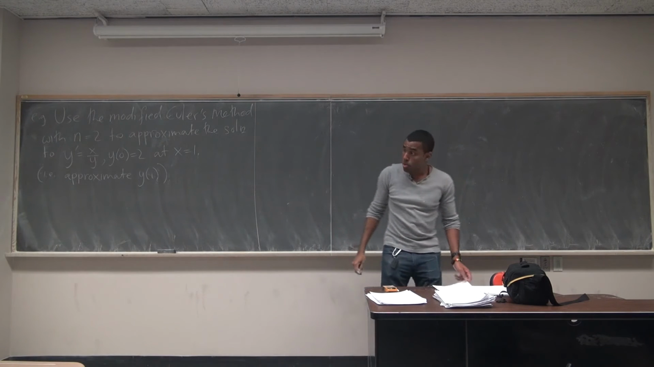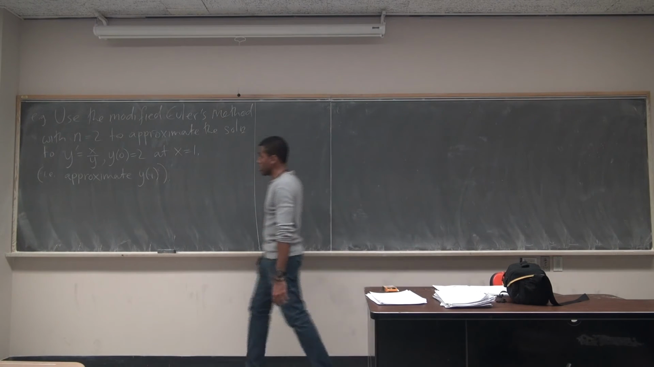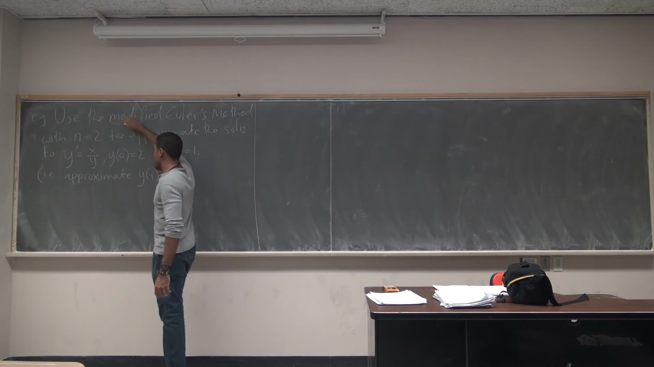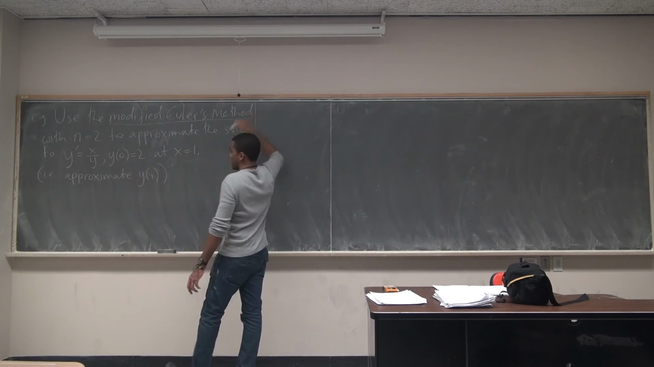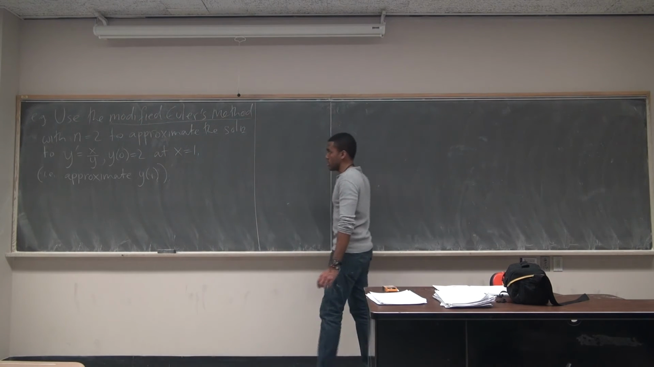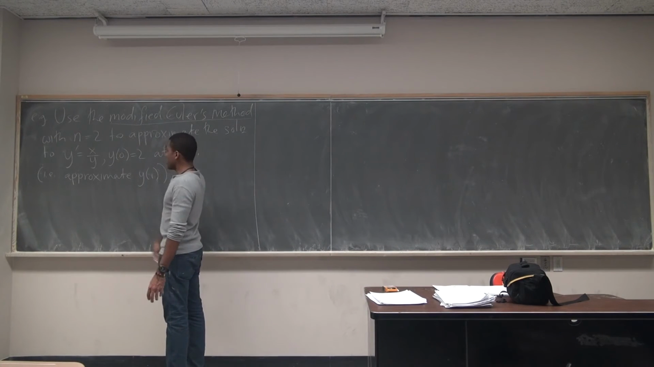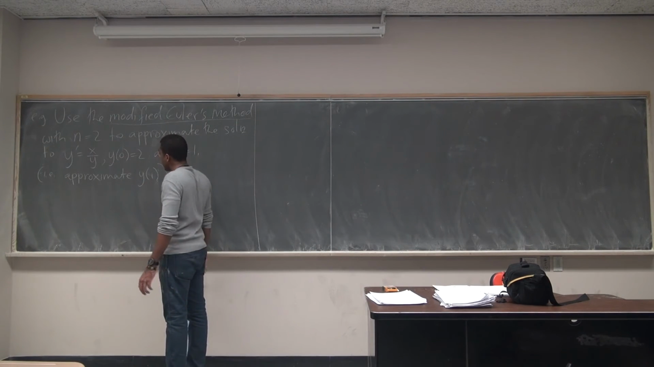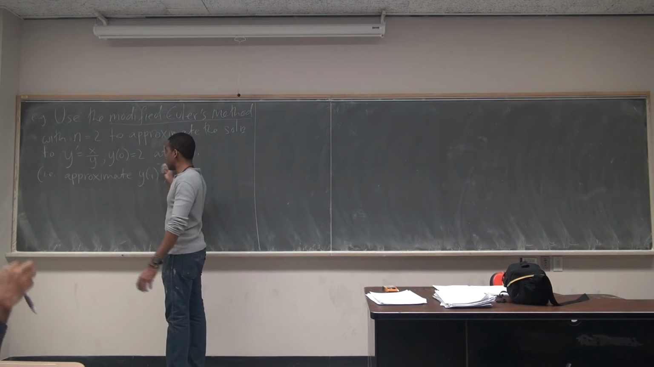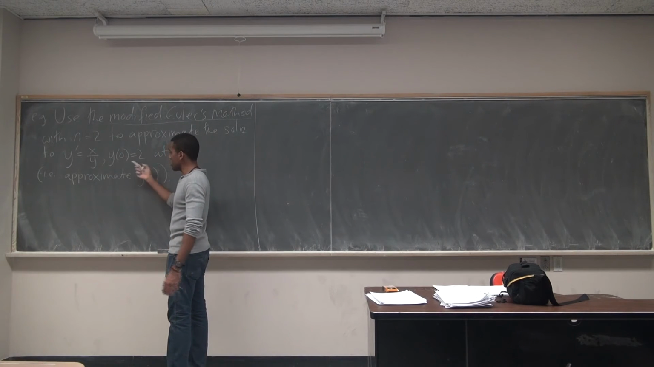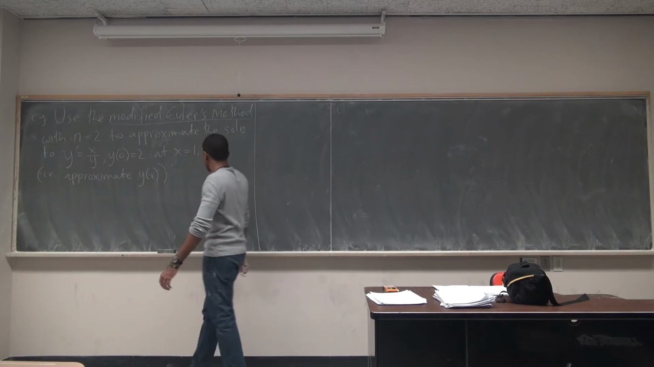That's pretty much a typical way to phrase the question. The question was specifically asked for modified Euler's method or Euler's method, so you read the question very carefully so you know which one you should be doing. Here I told you I'm going to use 2 steps, and I want to approximate the solution to this differential equation with that initial condition.